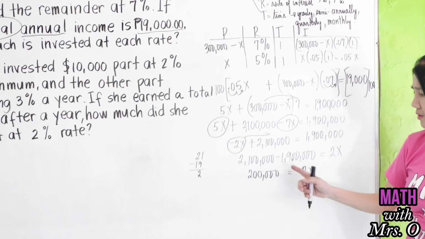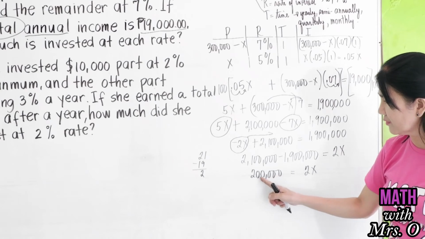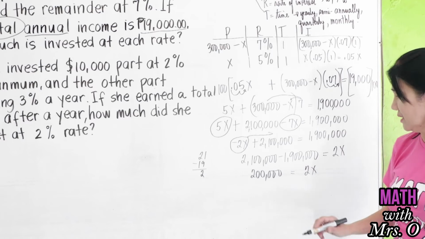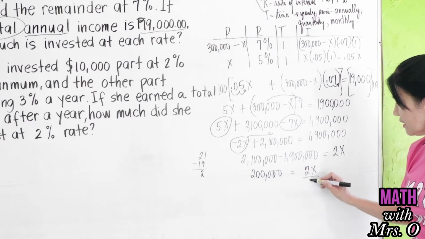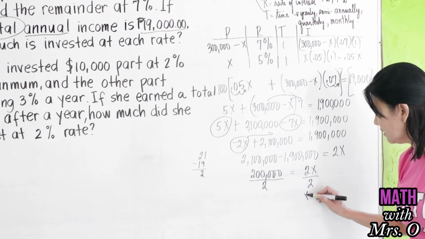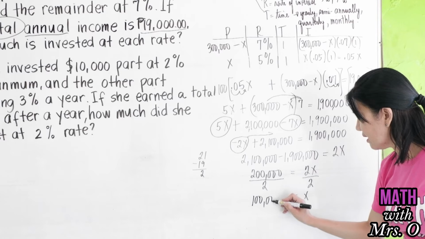Did you get that style? We have here 1, 2, 3, 4, 5 zeros. 21 minus 19 is 2. We have 200,000. Then, to isolate x, divide both sides by 2. There you are. You get x is equal to 100,000.